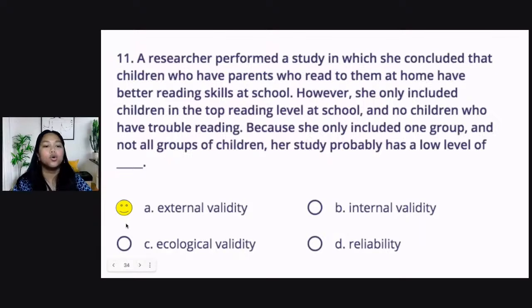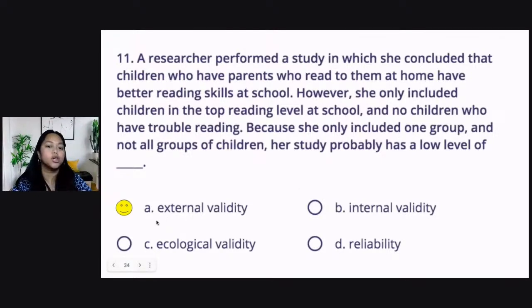Hindi lahat ng grupo ng kids ay kanyang in-include sa kanyang study. Okay? Yung ginamit lamang niya are those children in the top reading level at school. So, hindi po pwedeng maging valid. Maaaring valid yung kanyang study, yung results ng study niya, valid. Pero if you apply that to kids with different reading levels, for example, hindi na siya magiging valid, okay? Because she has only included one group of students.